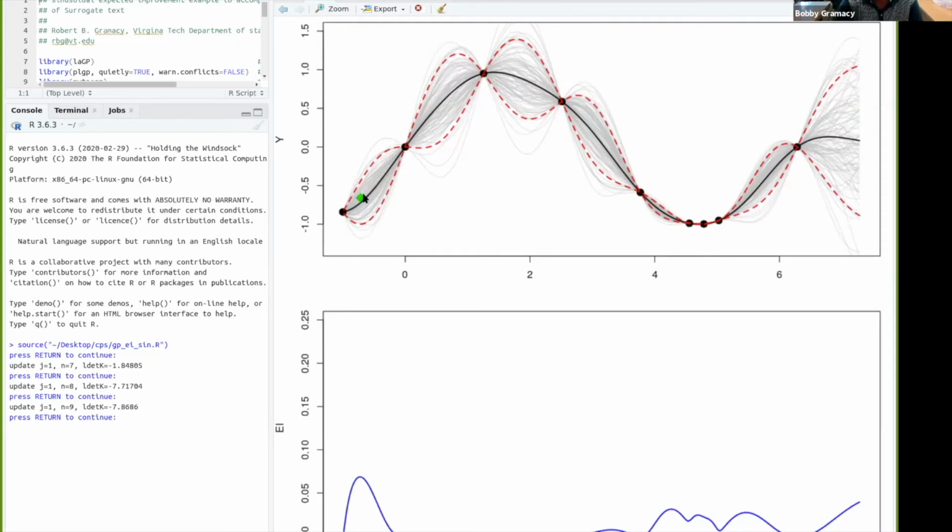Now the next point I want to take is here. I don't know what the function is going to do. I mean, it could go lower and come back up. I know it's a sinusoid, so it's not going to do that. But the Gaussian process doesn't know that. So this is the next point to take.